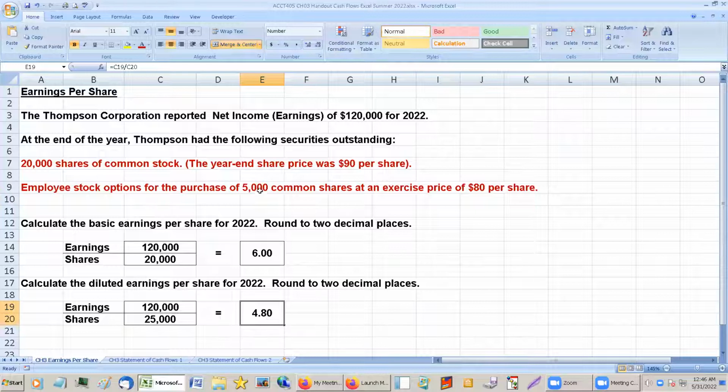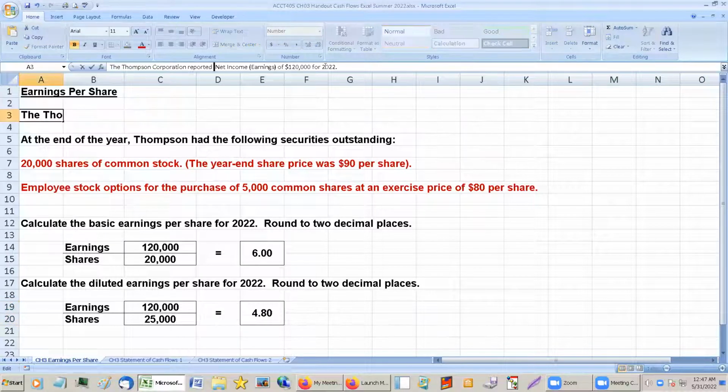So if everybody actually exercised these stock options and got the extra 5,000 shares, it would dilute it. And you'll notice that instead of $6 a share, we would get $4.80 a share. Okay, that's basically it. Oh, here's one thing I do want to point out, though. I can't format this very well.